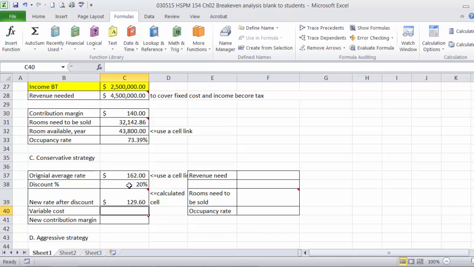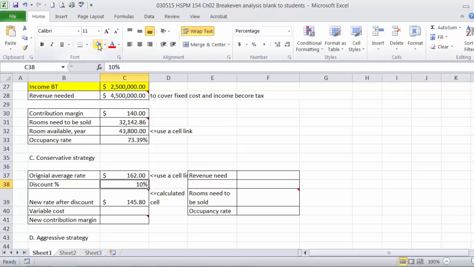Now, why do I do it this way? Because then I can change it. Let's say we just want to offer 10%. So what's the new rate, and how would that affect things? All right. So let's add a color to this. You can add a color to it. This is the cell where you enter the raw data. The rest are the formulas. Okay. So this is a conservative strategy. Yeah. All right.